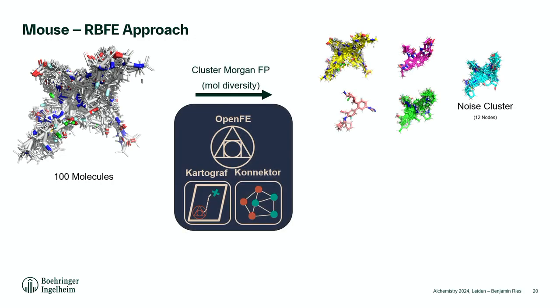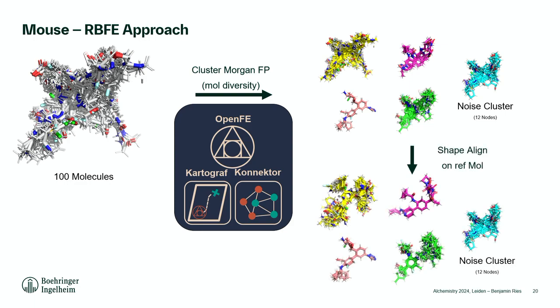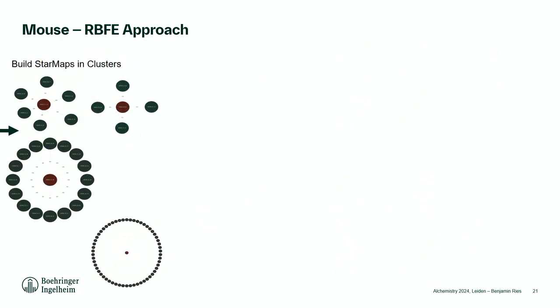So in the first step, we started to cluster them by Morgan fingerprints into different subcategories, did shape alignments on those subcategories, and now you already see that certain scaffolds are basically appearing down here, and those we could then use in our RBFEs. And this is exactly what came out.